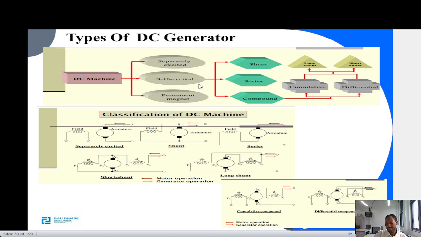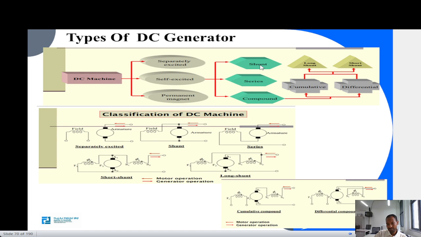But in case of self-excited, the field winding and the armature winding are supplied from the same source. That's why it is called self-excited. And permanent magnet is a special type where the flux is supplied from the permanent magnet. It is not supplied externally from the same source or a different source. It is generated from the permanent magnet. Again, self-excited DC generators can be classified into three: shunt, series, and compound.